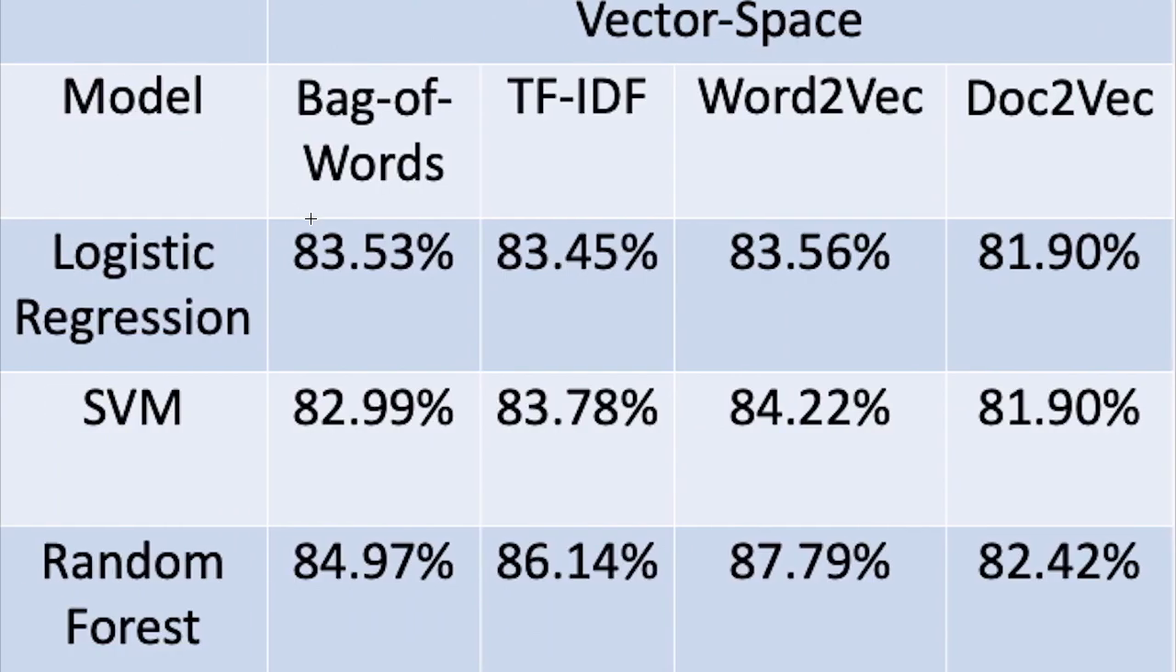Coming to the end, we have compared the feature selection models against the machine learning algorithms, where each machine learning algorithm is compared with each of the feature selection models. Comparatively, we can see that Word2vec has better accuracy. Comparing all three machine learning algorithms and all four feature selection models, we can see that random forest with Word2vec has the highest accuracy, and that is our end result.